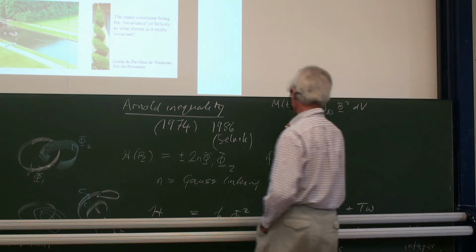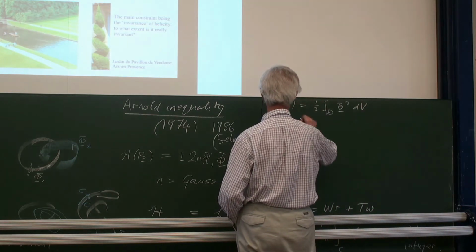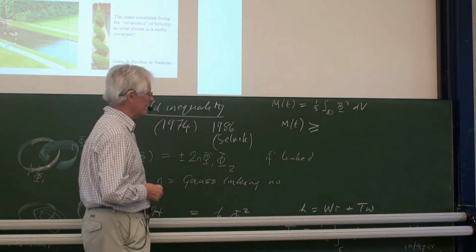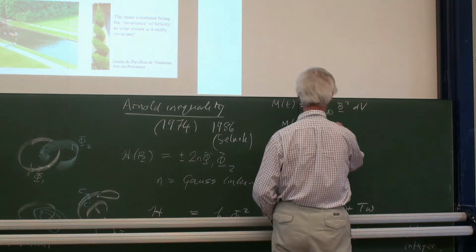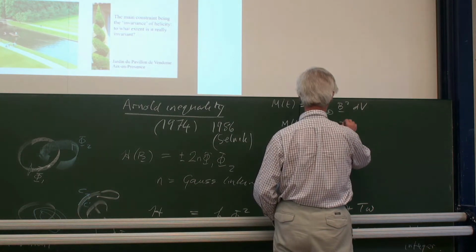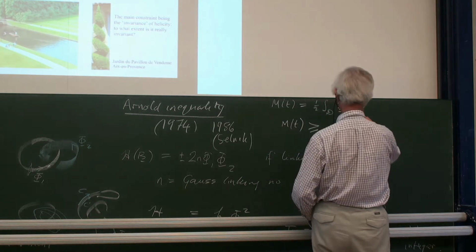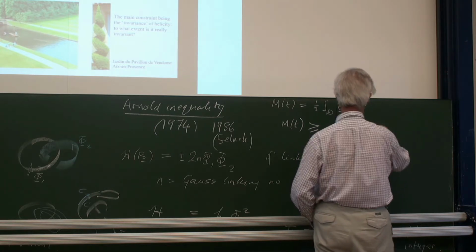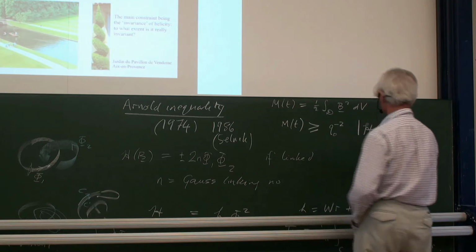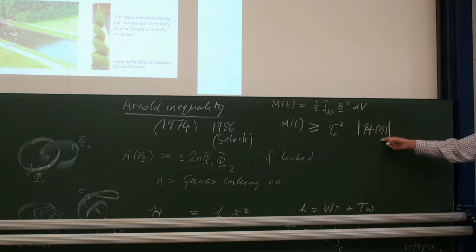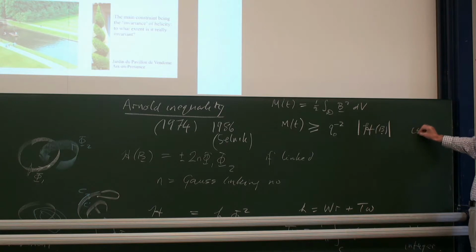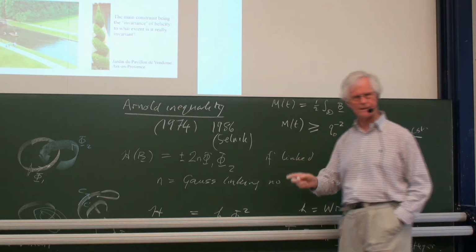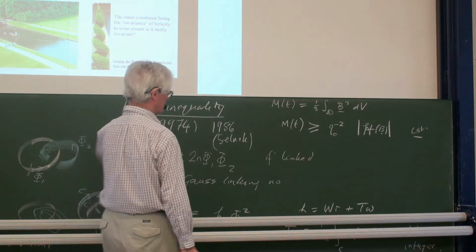The inequality is that M of t has a lower bound. So it's greater than or equal to a certain constant, which is usually written as q0 to the minus 2, times the modulus of the helicity. The helicity of the field B is conserved under any deformation, so this is a fixed constant. And that is the lower bound of the magnetic energy. You can't go less than that. And that is very simple to prove.